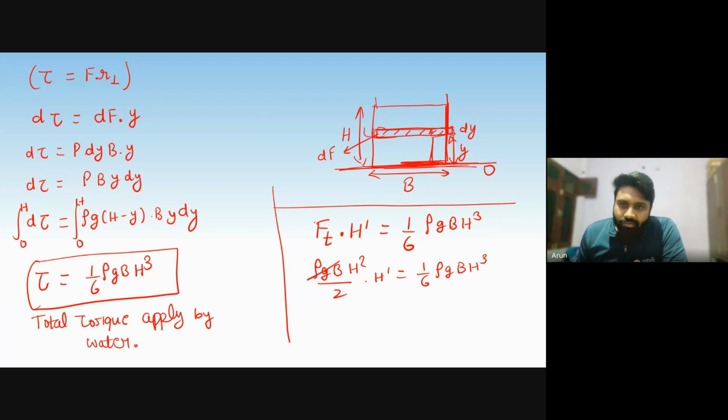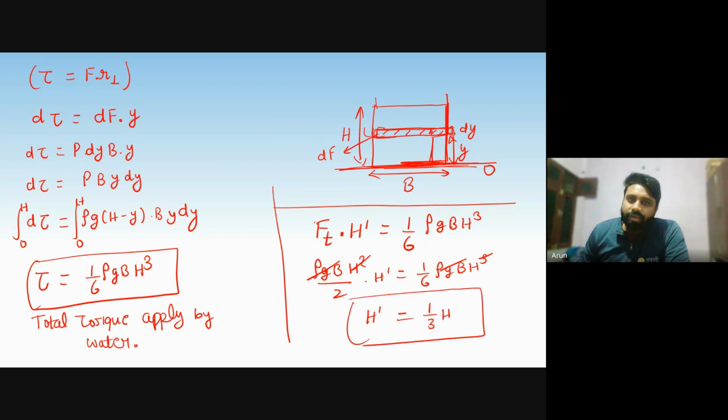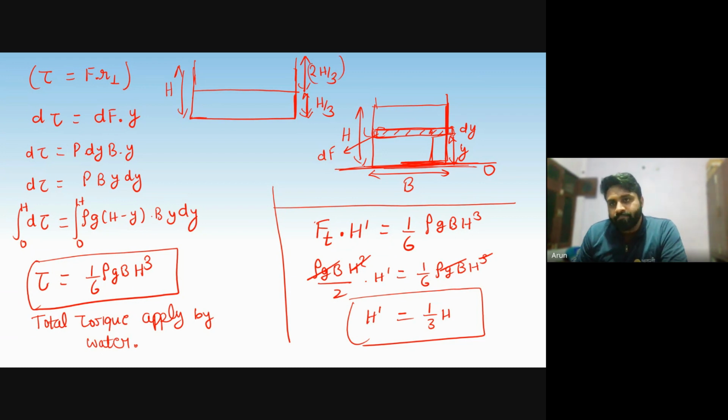So rho g b and rho g b will cancel out. H square will cancel out one of the two powers of it. H dash will become here 1 by 3 times of H, which means the line of action of this total force is about, this is the dam and this is the total height H. So the line of action of this force will pass out. We are measuring the distance from here. Okay. So from here it is H by 3, and from the upside it will be 2H by 3. Okay.